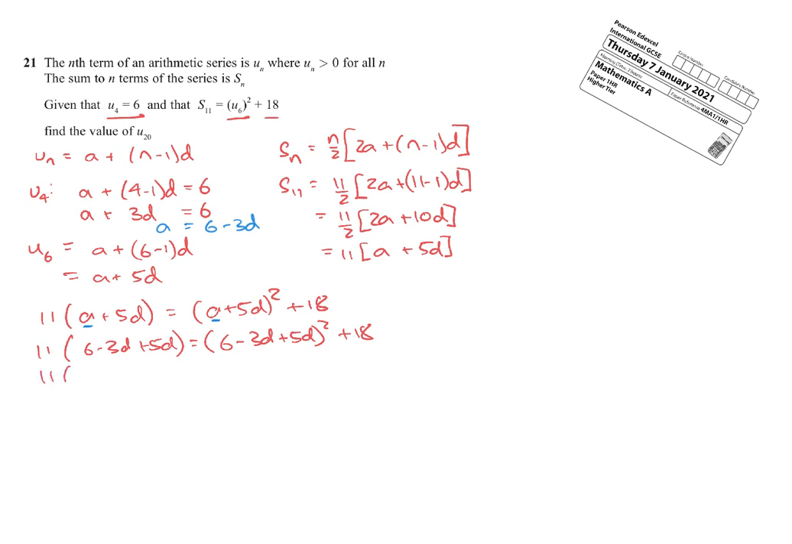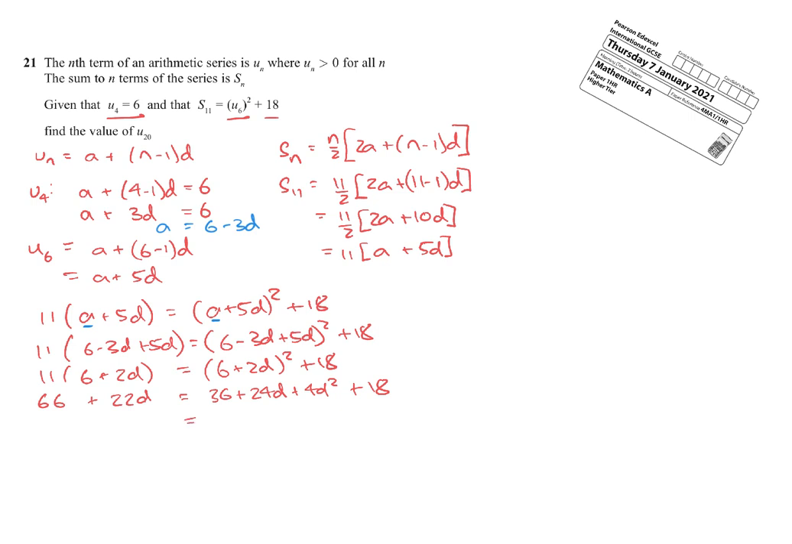I've got 11 multiplied by 6 plus 2d equals 6 plus 2d squared plus 18. Expanding out, I'm getting 66 plus 22d equals, expanding my bracket, I've got 36 plus 2 6s are 12, and that happens twice, so I've got 24d plus 2d all squared, so that's 4d squared. Remember to square the 2 as well as d, plus 18.